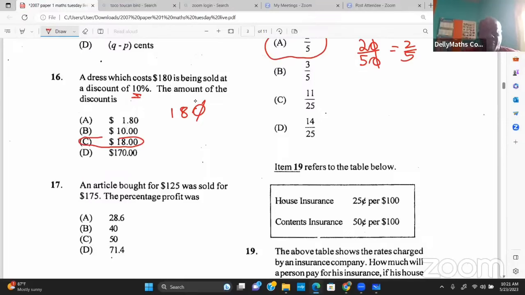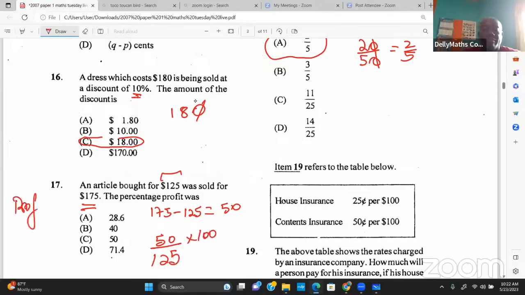All right, we're still working. An article bought for $125 was sold for $175. The percentage profit is what? For the percentage profit, you're going to have to subtract your cost from your selling. You're going to get $50. And you want to represent this 50 over the cost, then times it by 100. So you're talking about your profit over what it costs you, and you turn that into percentage.